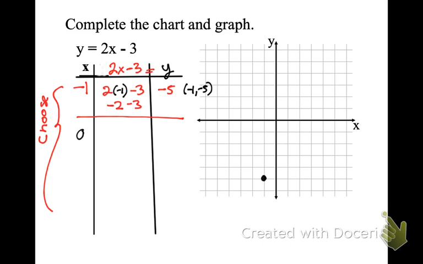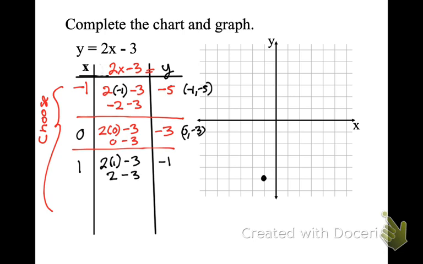I'm going to try 0. That's an easy one. 2 times 0 minus 3. It's 0 minus 3, which is negative 3. What's my ordered pair? 0, negative 3. Okay. I'm going to try positive 1. 2 times 1 minus 3. It's 2 minus 3, which is negative 1. So that's 1, negative 1. So I'm doing 0 across, down 1, 2, 3. And I'm doing 1 over and 1 down.